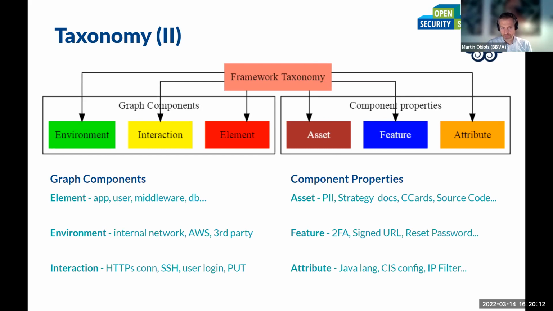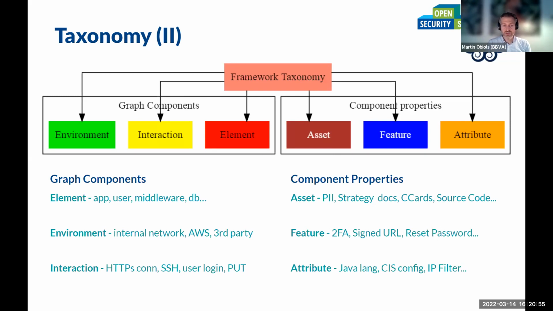Okay, so we have, for example, elements, which will be everything that we tend to draw as boxes on a diagram. That could be applications, users, middlewares, databases, whatever. Then we will have environments. Environments are typically boxes that contain other boxes. So there are some architecture diagrams that need to incorporate bigger elements containing smaller elements. This is what we call environments. It will be, for example, an internal network, AWS platform or third-party platform, or maybe a bigger component, a bigger element that just needs to have internal elements in the diagram.